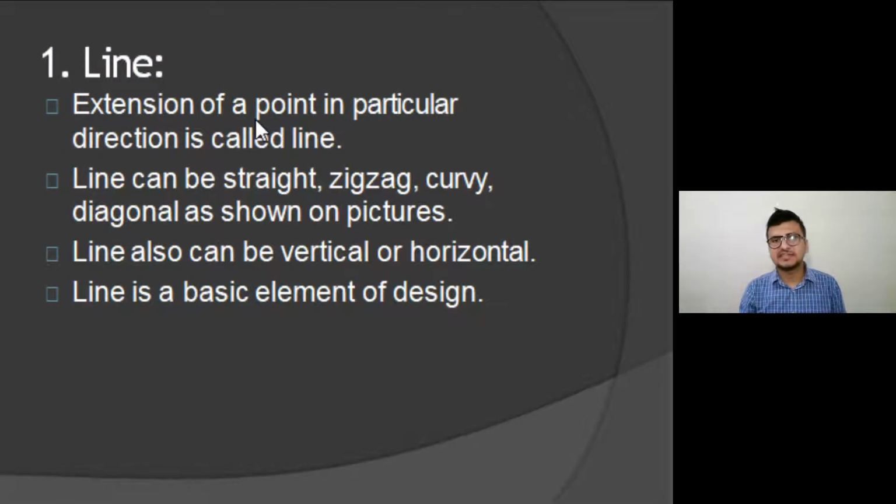First is line. Extension of a point in a particular direction is called a line. See, extension in a particular direction, that can be north, south, east, or west, anywhere. So extending a point, it's a line. A line can be straight, zigzag, curved, or diagonal, whatever is shown in a picture. A line can also be vertical, and it can be horizontal. Line is the basic element of design. Sometimes we use borders, and that can also be a line.